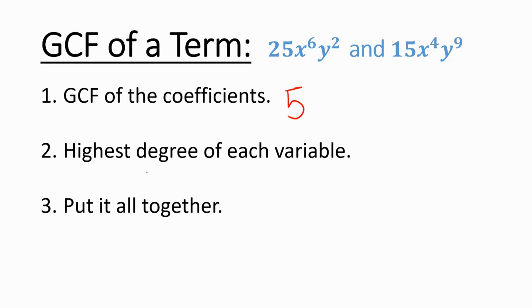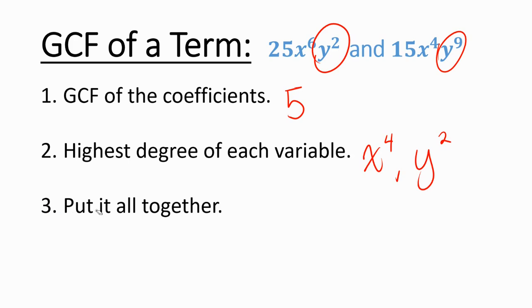Now the highest degree of each variable. So I'm going to look at the x's. So I have x to the 6th, x to the 4th. Well, what's the most I have in common between those two? It's the 4. That's the biggest I get. So it would be x to the 4th. And then let's look at the y's. So I have y squared and I have y to the 9th. What's the biggest between those? It's the squared.